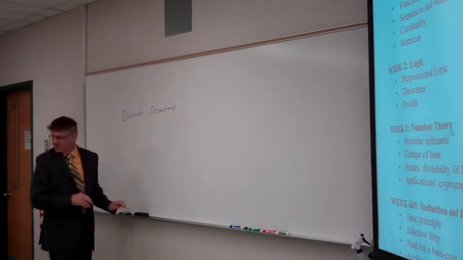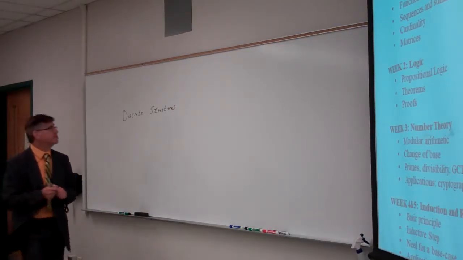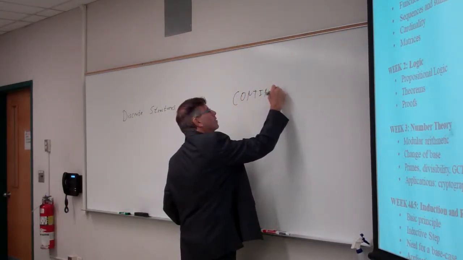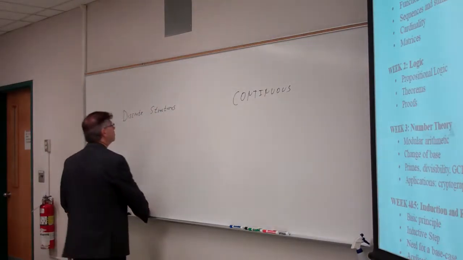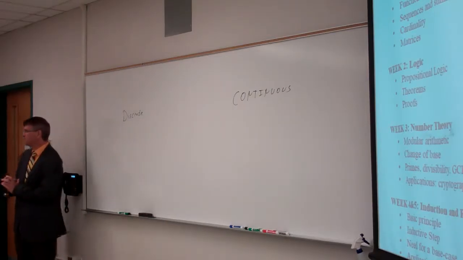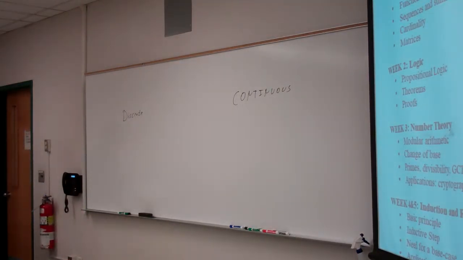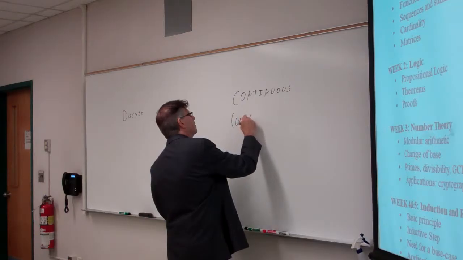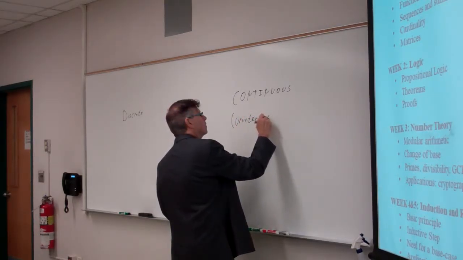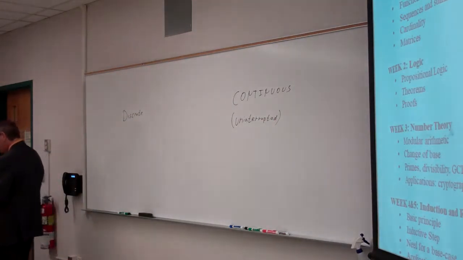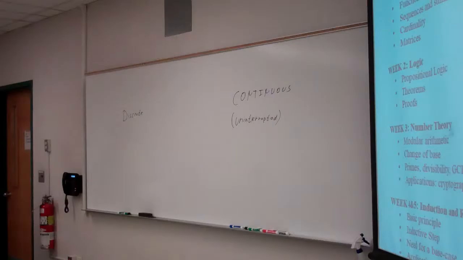So we have discrete and we have continuous. And these are somehow different from each other. Well, what do we mean by continuous? Uninterrupted. Uninterrupted. Good. I'll take that. Flowing from one point to another without interruption, perhaps.